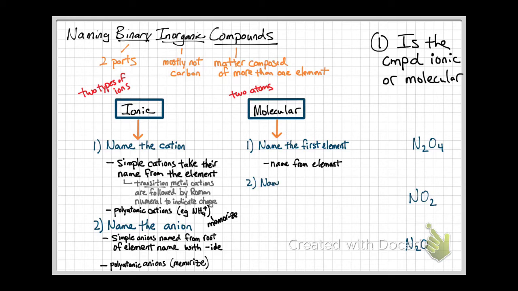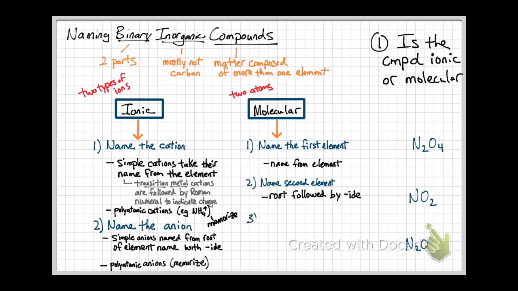Second, name the second element. Now here we're going to have a little bit of a modification, but it's going to be the same as what we used in the ionic compounds. We're going to start with the root of the name followed by -IDE. So root of the element name followed by -IDE. So again, oxygen would become oxide, chlorine, chloride, fluorine, fluoride, and so forth.